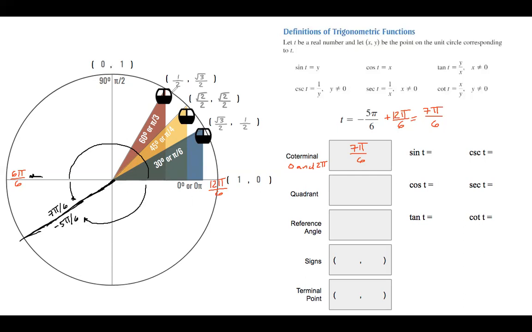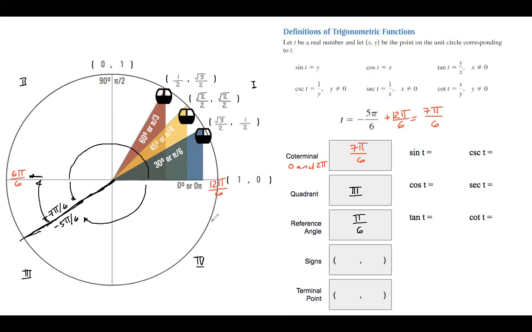The quadrant looks like we're on quadrant number 3. This is quadrant number 1, number 2, number 3, and number 4. That means that we're on quadrant number 3. Then the reference angle is the distance, or how far we are from the x-axis. So we are pi over 6 radians away from the x-axis. Is this angle right here. Only the distance, and it's always positive. So we're going to write it as pi over 6.